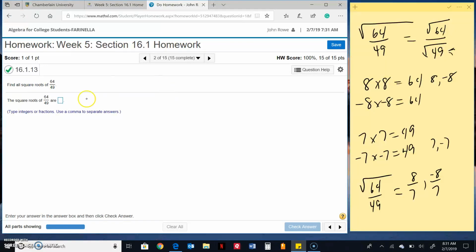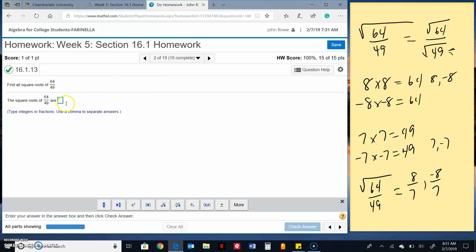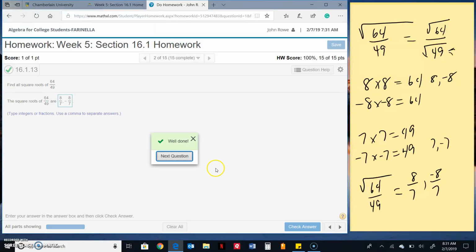Let's plug this in over here. 8 divided by 7, or negative 8 divided by 7. Yay, I like when I get them right.